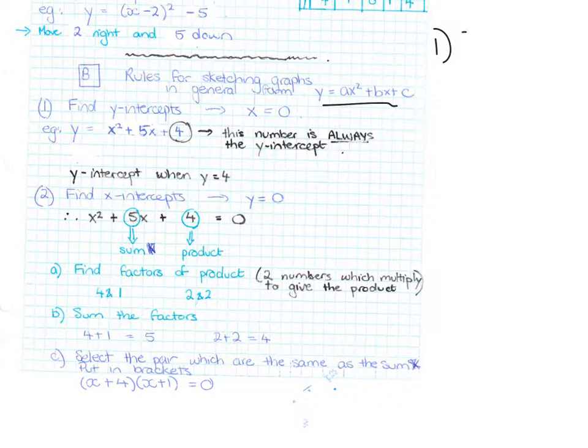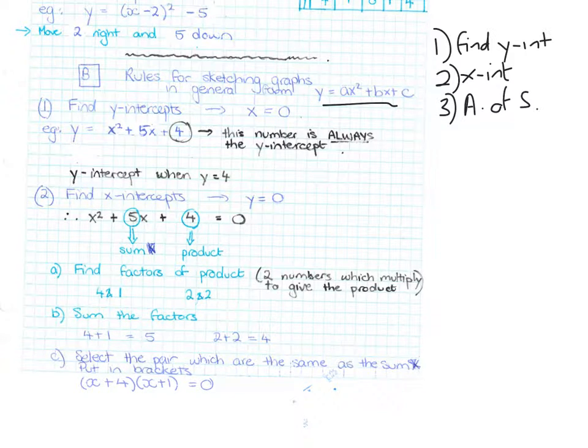We've got to 1, find the y-intercept. 2, find the x-intercepts. 3, find the axis of symmetry. And 4, find the vertex. What I'm going to do is actually do the y-intercept, axis of symmetry, vertex, and then the x-intercepts, because the x-intercepts are probably the hardest to find.